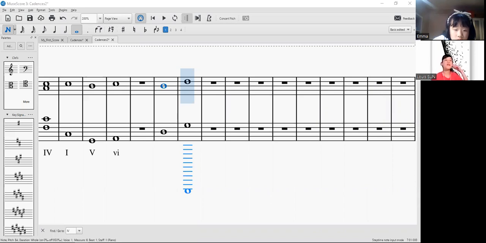A hidden fifth or octave is a fifth or octave, especially between the soprano and bass, that is approached by a leap in similar motion. Observe this example. That's leaping, and that's a fifth. That's a hidden fifth, therefore not allowed.